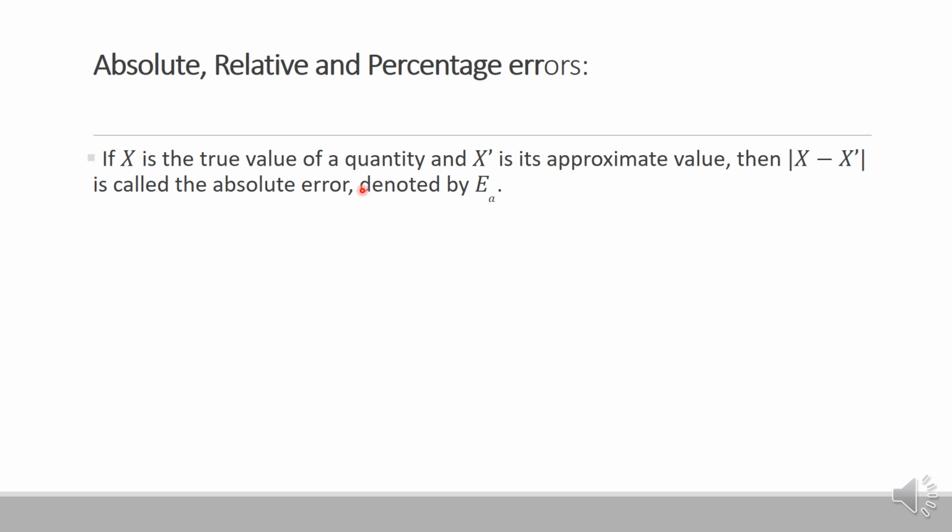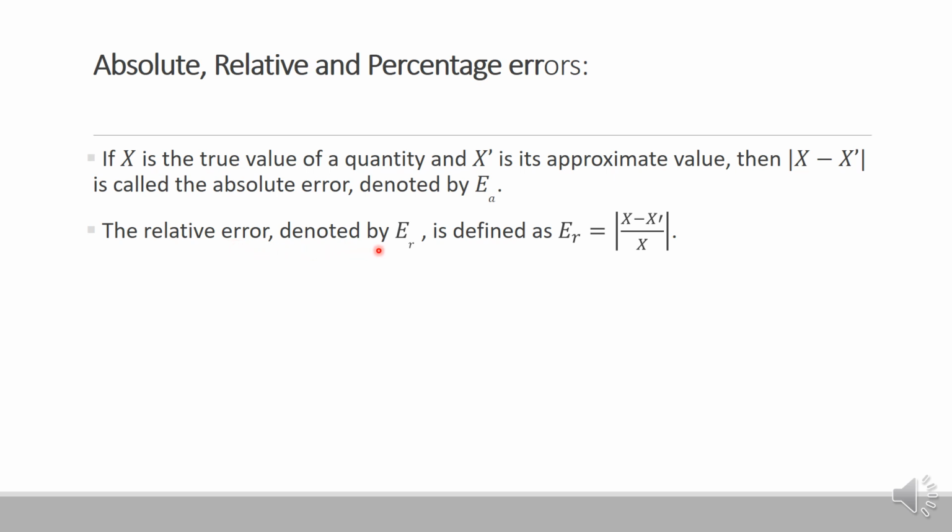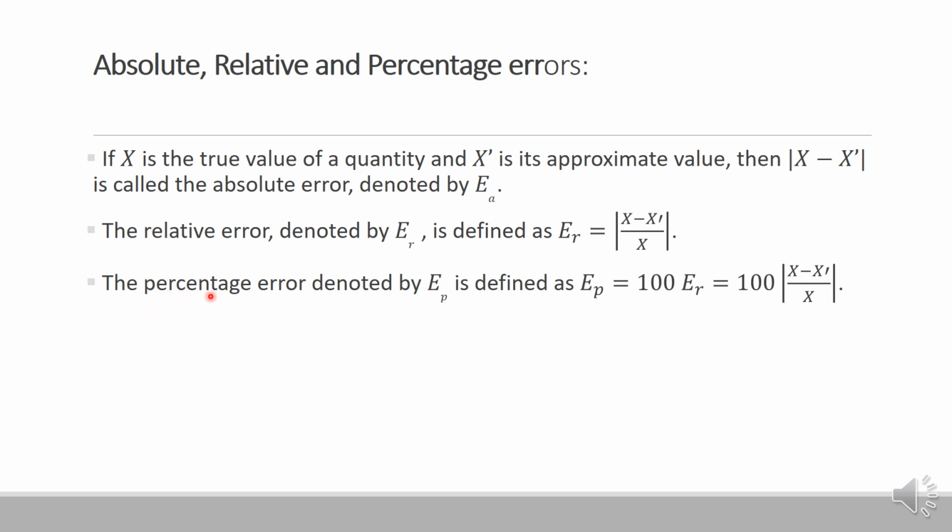Suppose that x is the true value of the quantity and x dash is the approximate value. Then consider this expression, modulus of the difference of the true value and the approximate value. This difference is called absolute error, denoted by EA. The relative error, denoted by ER, is defined as absolute error divided by the true value of the quantity. And the third type of error, that is percentage error, denoted by EP, is 100 into ER.